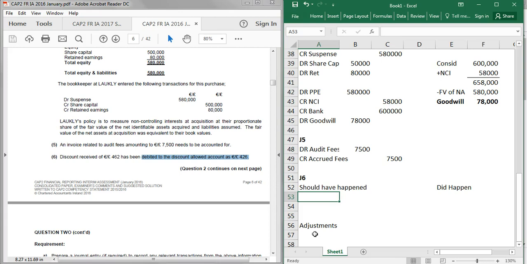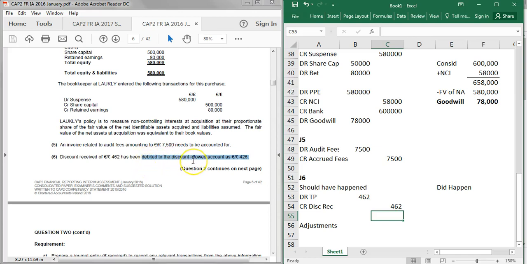So what should have happened for discount received? Well, in that case, you should have debited trade payables and credited discount received. That's how you account for a discount. You reduce your supplier, the person you owe money to, because they gave you a discount, and you recognize an income in the P&L of 462. Now what they've actually done here is they've used the wrong amount, number one, a transposition error. They've mixed up the figures, and they've also used the wrong side.